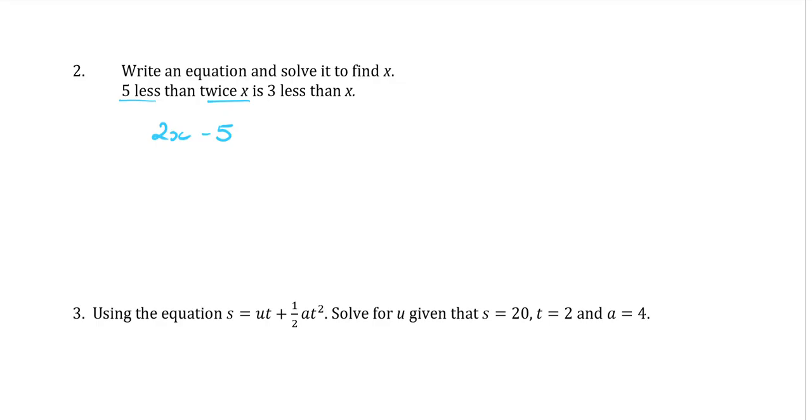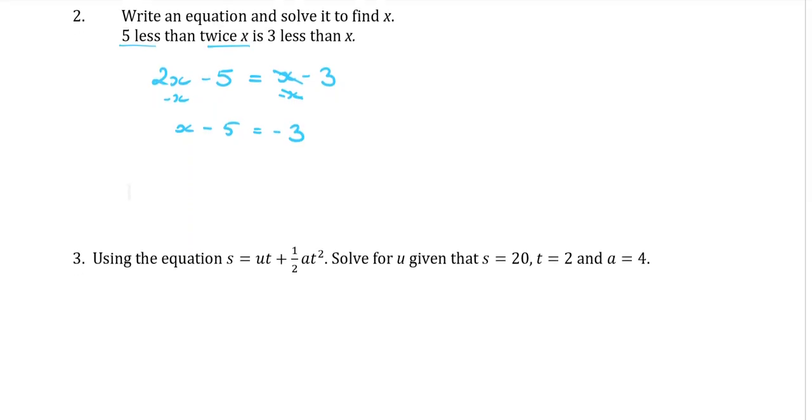So 2x minus 5 is, so that word "is" represents my equal sign, 3 less than x. So the 3 has to be taken away. So it'll be x take away 3. So I've made an equation that has pronumerals on both sides. I'm going to subtract the x away to get rid of that. 2x minus x is x, minus 5 equals minus 3. Then I'm going to add the 5 to get x is equal to 2.